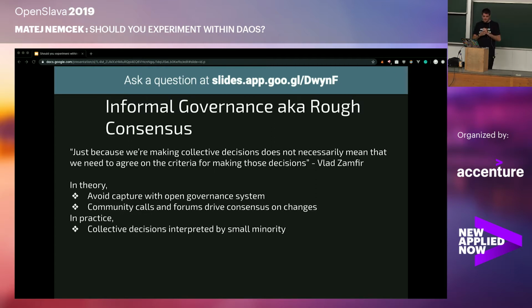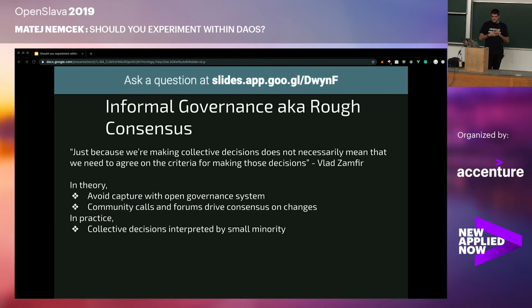And how this works in other projects is, for example in Maker, it is done by community calls and community forums where you're discussing ideas with a lot of new stakeholders who recently bought their assets, and you want to be on the same page.